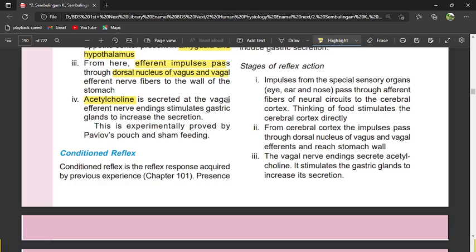This was experimentally proved by the Pavlov pouch and also sham feeding. Next we have the conditioned reflex.